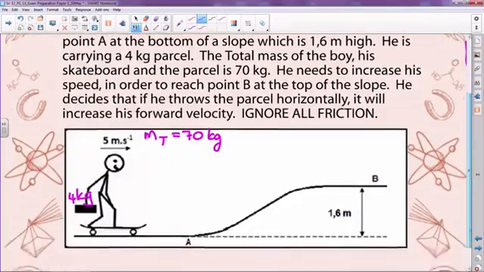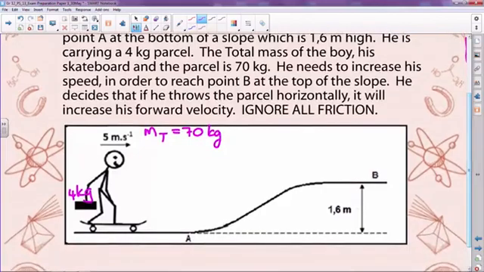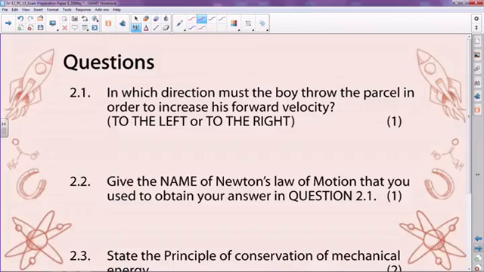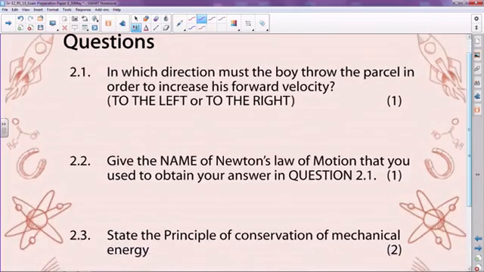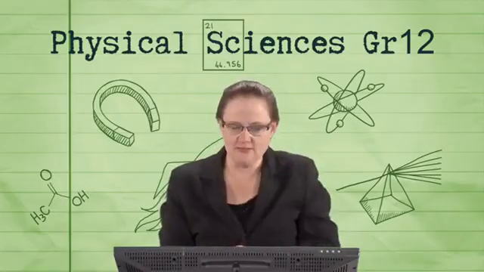Now, the first 3 questions are all theory-type questions. So, there's my situation. Here are my 3 questions. I want to know which direction must you throw it. I want to know which law we're using, and I need you to state the principle of conservation of energy. So, 3 questions, 1 minute, off you go.